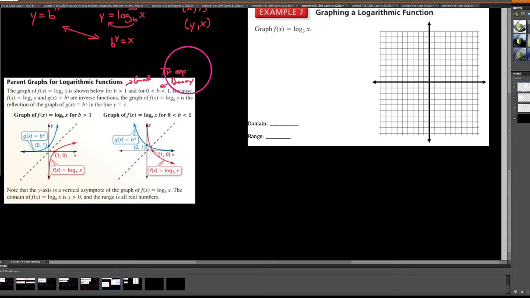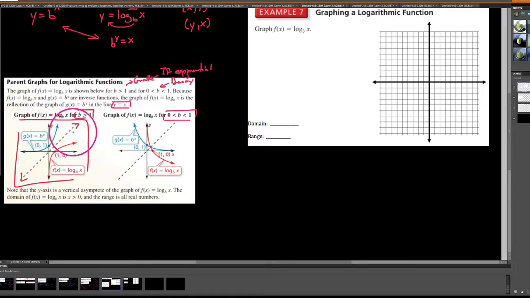When we're talking about our log, it's the inverse of an exponential thing, and so it's going to behave a little bit differently. But we'd say for bases bigger than 1, which is this one that you see over here on the left, and for a base that's a proper fraction, y equals log base b of x is given as these red graphs that you see right here. It says because y equals log base b of x and y equals b to the x are inverse functions, the graph of y equals log base b of x is the reflection of the graph y equals b to the x over the line y equals x.